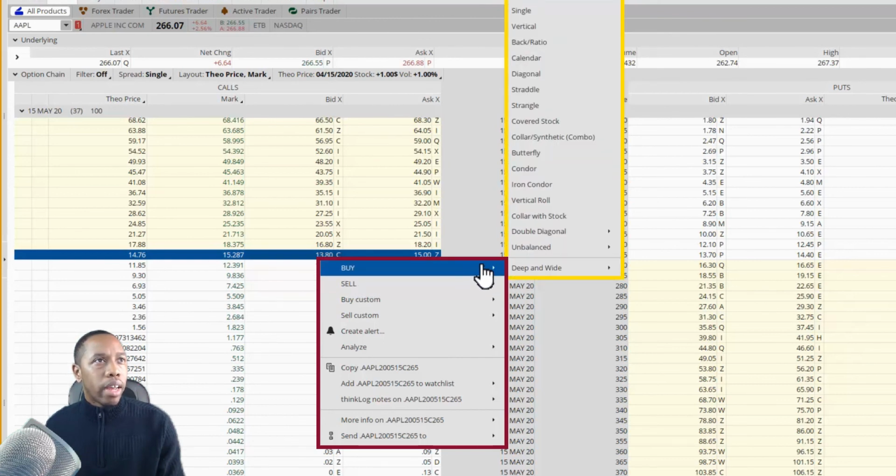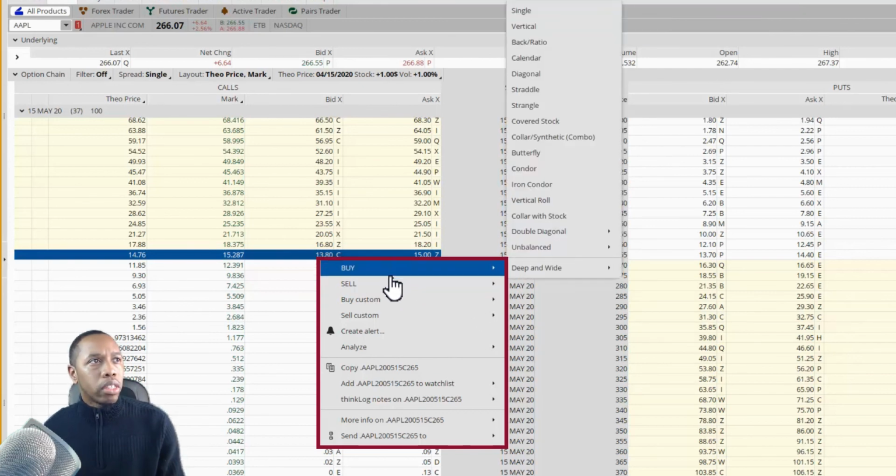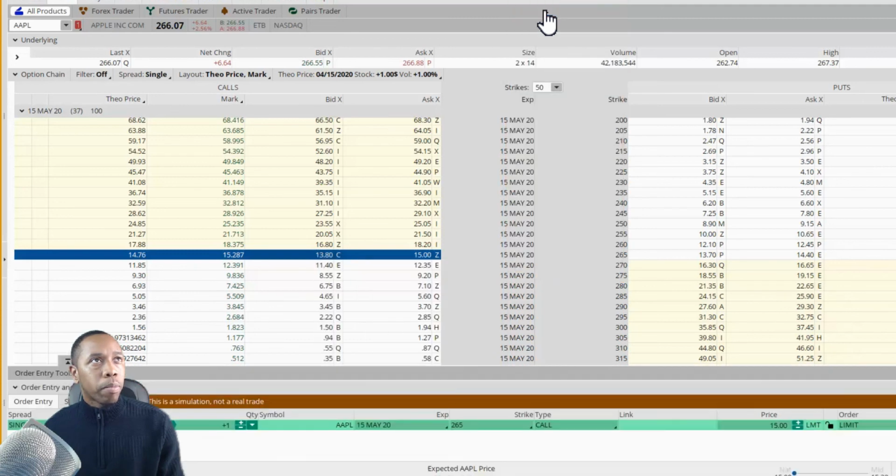And then we will actually dial into the different strategies. As you guys can see, we have the singles, verticals, back ratios, calendars, diagonals, straddles, so many different options. There's a lot of things over there, which we'll cover some of in our strategy course coming up soon. So you'll see all of that. But this is how you actually place your trades. I'm going to just place one real quick. Let's say I want to buy this call here. I'm going to place a single, okay, because that's the type of transaction we're looking at.